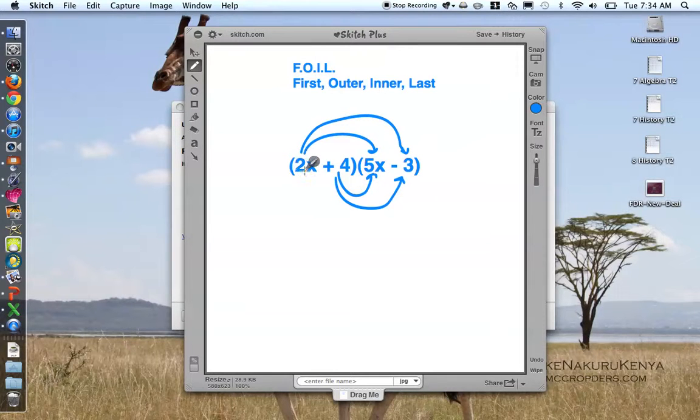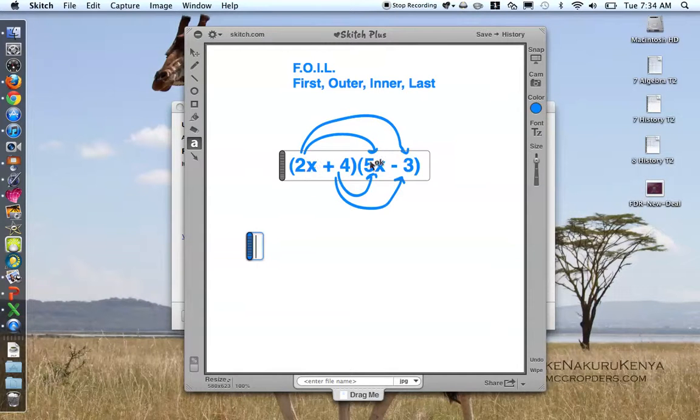Start off with the first term in this binomial, then multiply it by each of the terms in the second binomial, and then take the second term in this binomial and multiply it by each of the terms in the second binomial. So four things: first, outer, inner, last. All right, so when we multiply it out, here's what we get. This will be the answer.